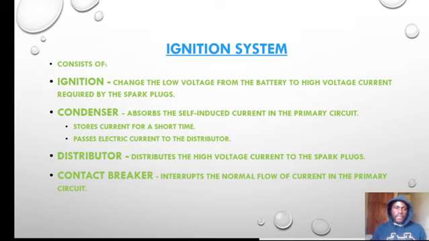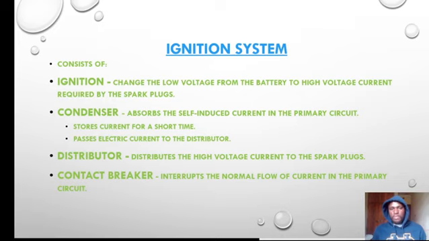And then we also have the condenser. The condenser will absorb self-induced currents in the primary circuits, and it will also store the electrical energy for a short time, and also pass the electrical current to the distributor. Once the current has started flowing, we have excess that may bring about short circuiting. So the condenser will absorb most of this to ensure that we don't have short circuiting, and it will also store the current for a short time, and lastly it will pass the electrical current into the distributor for the current to continuously flow. The distributor will distribute the high voltage current to the spark plugs.